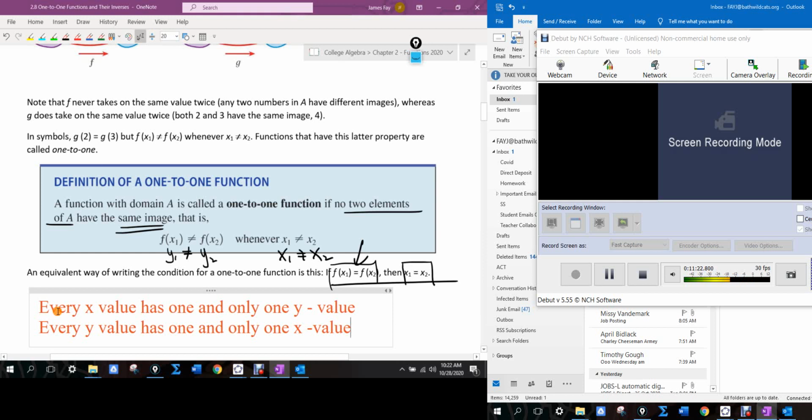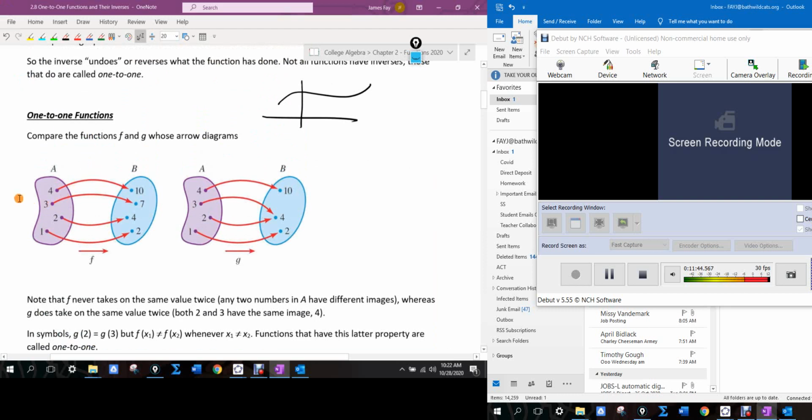Okay? Yes? Yes. The top one tells me it's going to be a function, and then that bottom one tells me it's going to be one-to-one. Okay, so the question is, can I look at this and decide this?